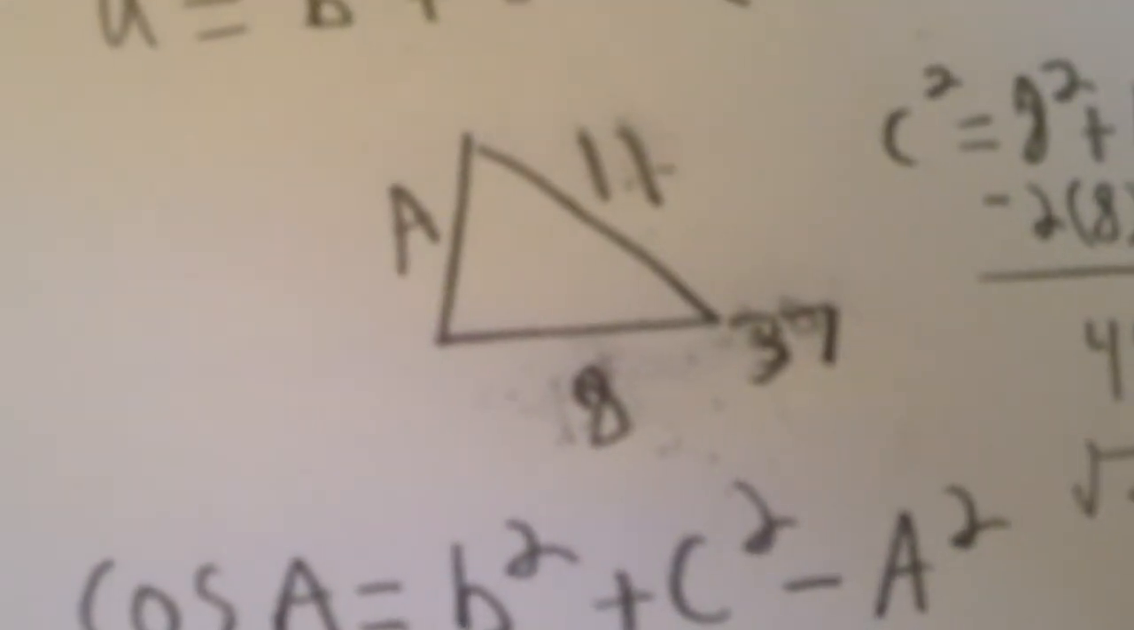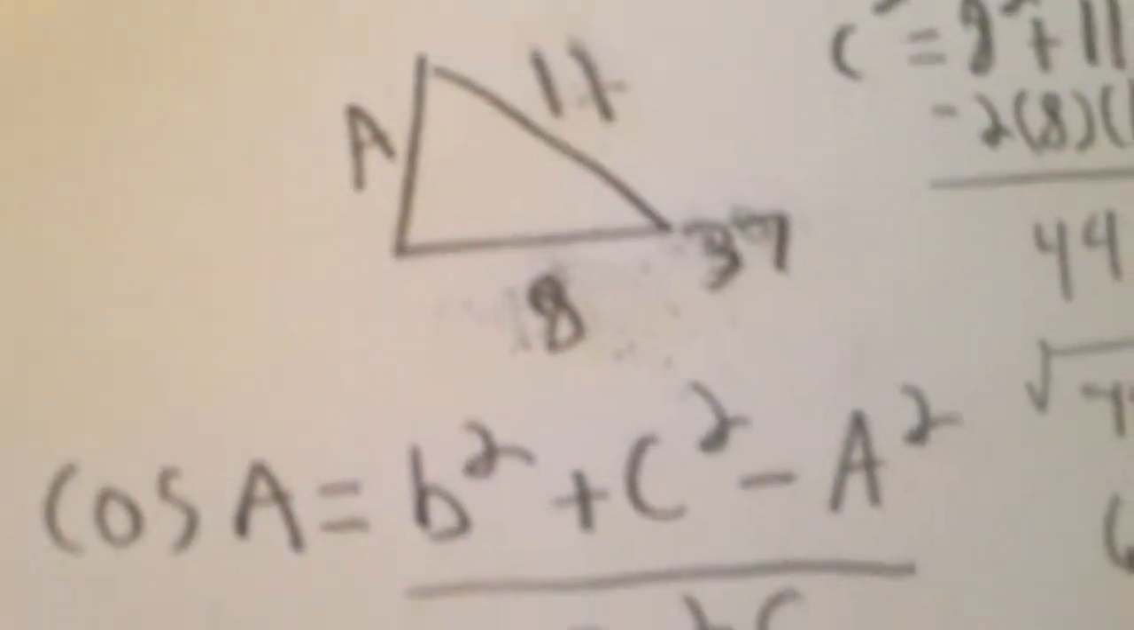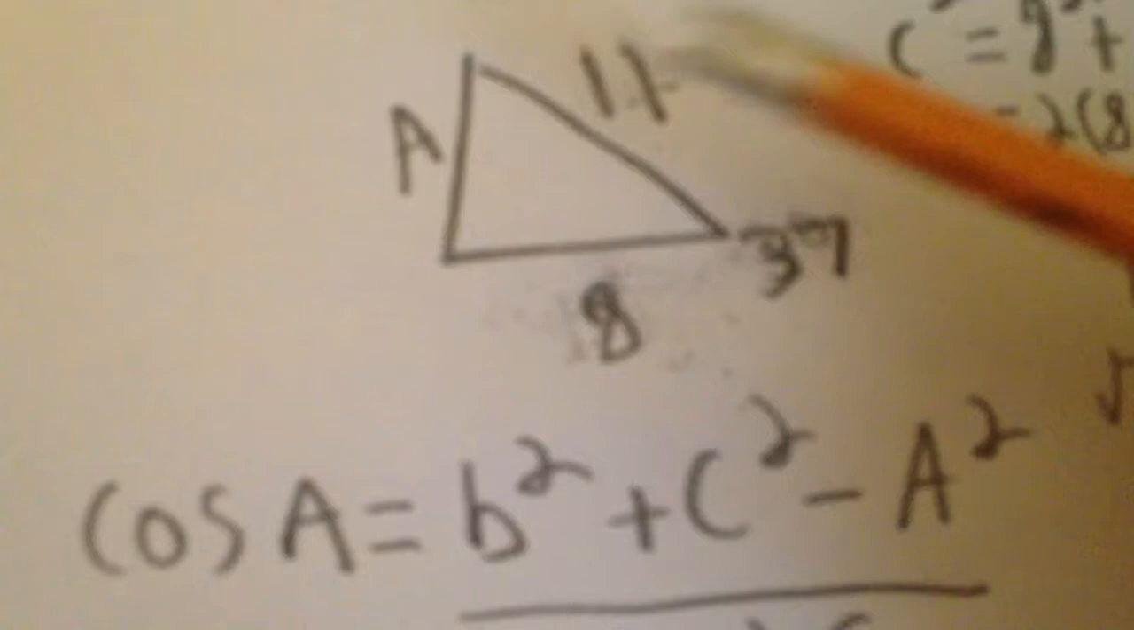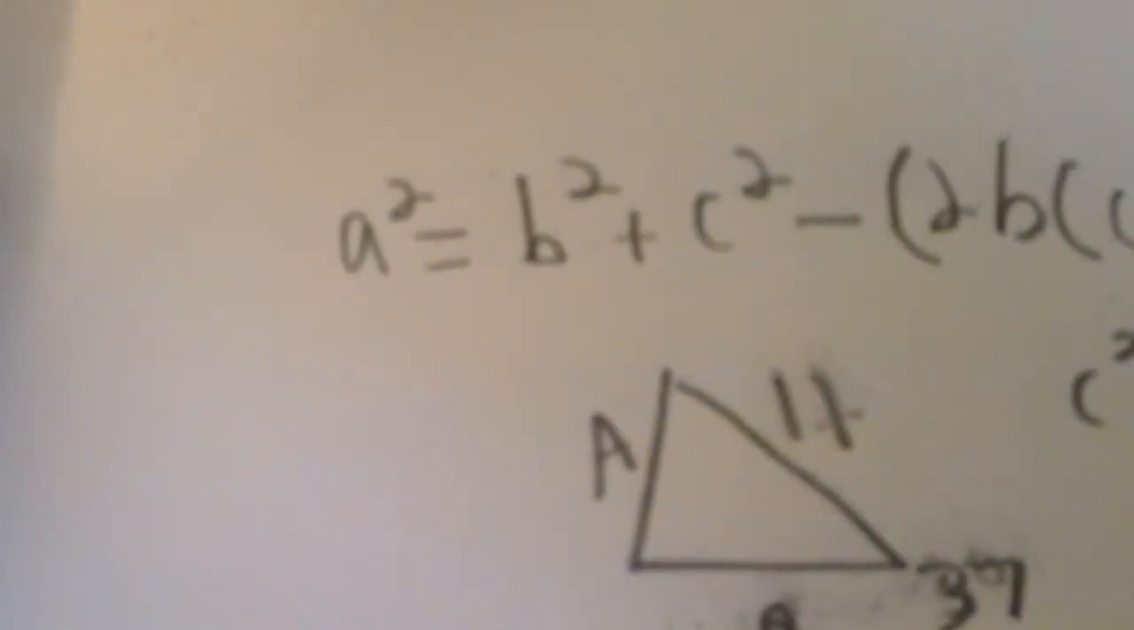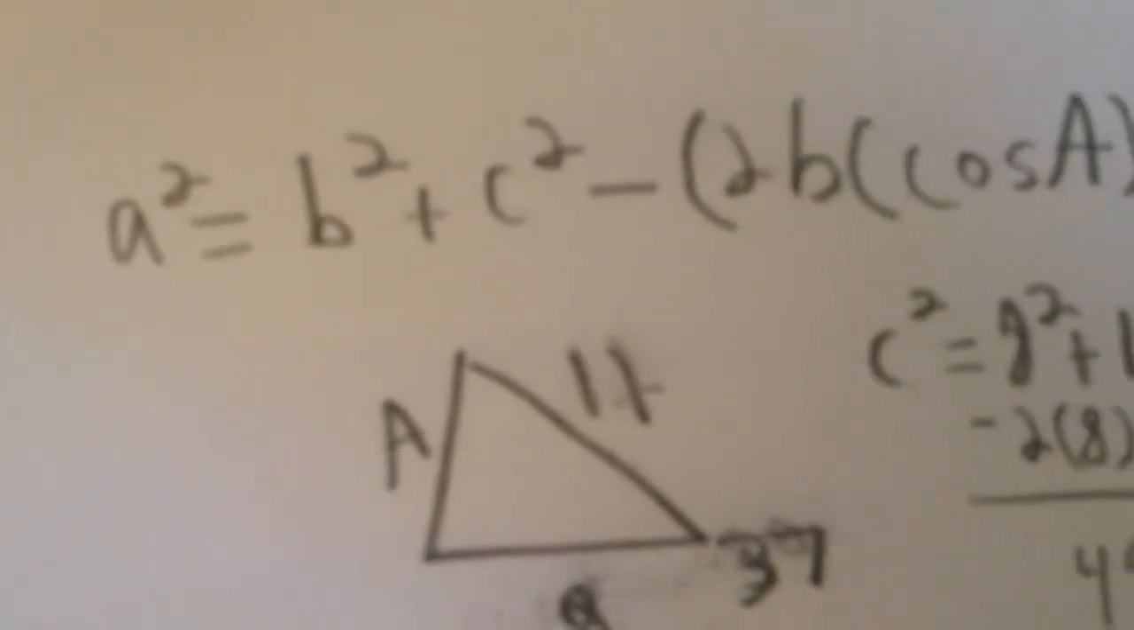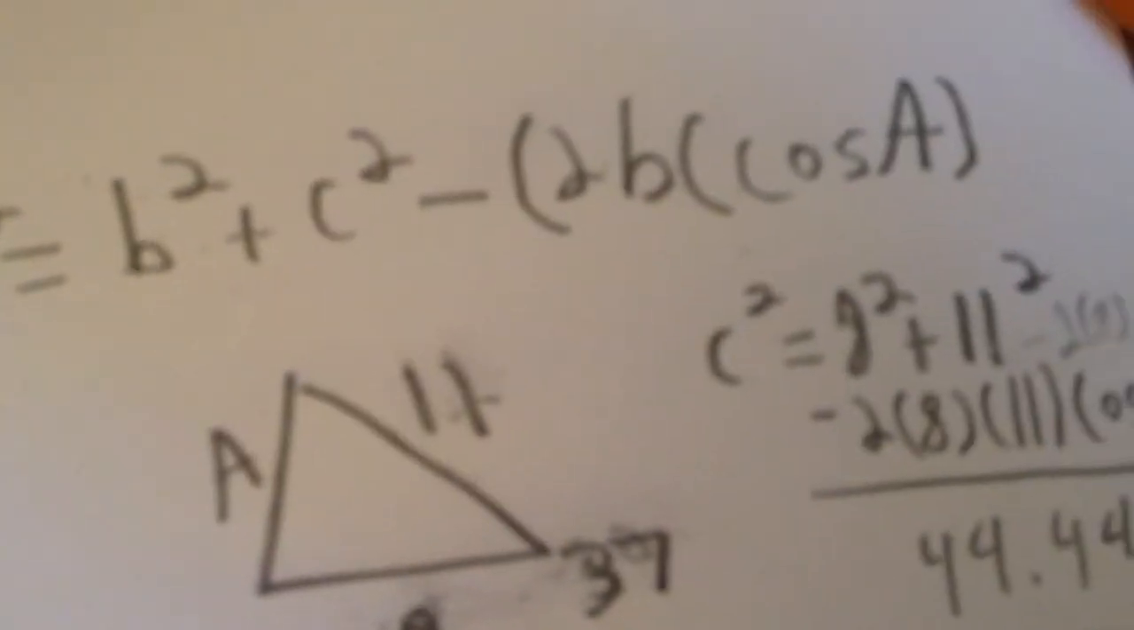Now, let's say, for the law of cosines, you want to find a side. So let's say you're given 37 as a degree, and you want to find the opposite side, and you're given 2 sides, right? Well, there's a formula for this. It's a squared equals b squared plus c squared minus 2 times b times c times the cosine of A.